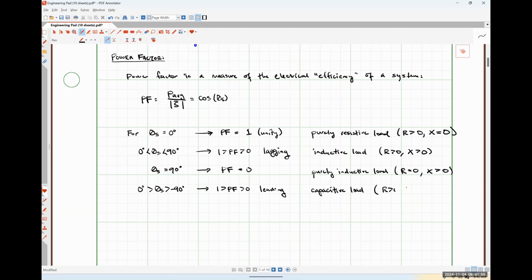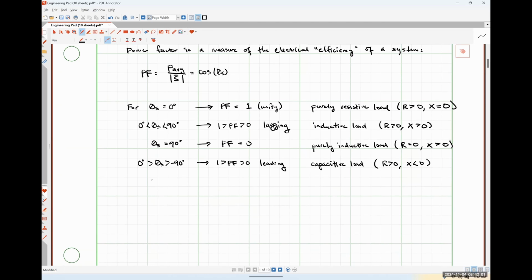So R is greater than 0 and X is less than 0. And then lastly, we have theta s is equal to negative 90 degrees, giving us a power factor exactly equal to 0. And this happens when we have a purely capacitive load, where R is equal to 0 and our reactance is negative.